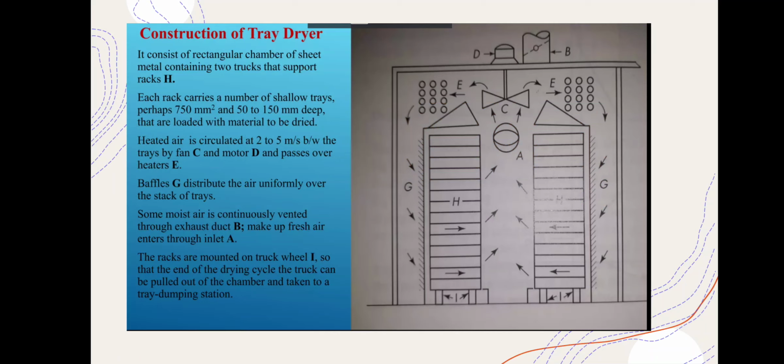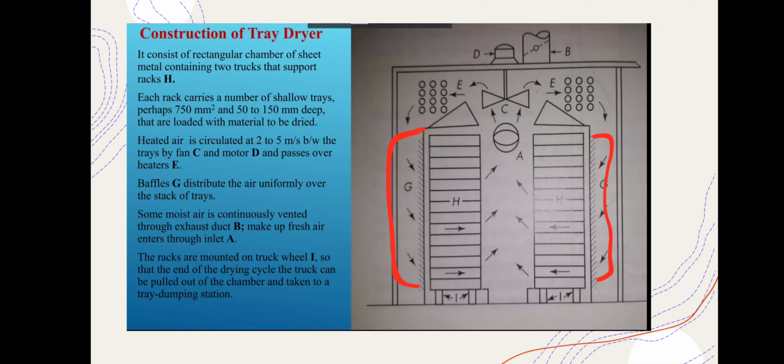It consists of a rectangular chamber of sheet metal containing two trucks that support rack hatches. This is the rack hatch. Okay, two rectangular sheets are there. Each rack carries a number of shallow trays, perhaps 750 millimeters square and 50 to 150 millimeters deep, that are loaded with the material to be dried. What we want to dry, we keep on these trays.